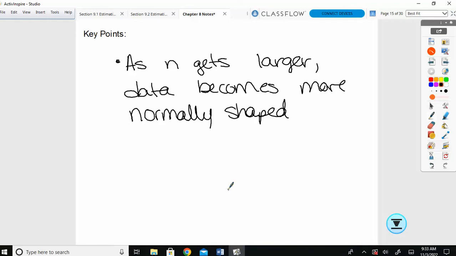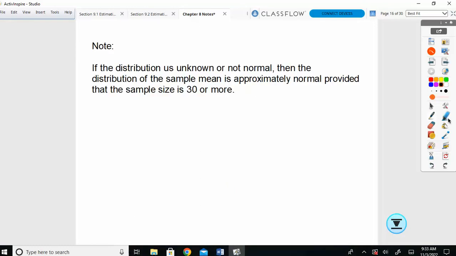And we saw by the time we got to 30, it was pretty well perfectly normal, very close to it. So we are going to go with this assumption that no matter what the original data looks like. If the original is normal, we don't have to worry about it. It's fine anyway. If the original data is not, we are going to assume the data is normal. So the sample mean will become approximately normal if the sample size is 30 or more.